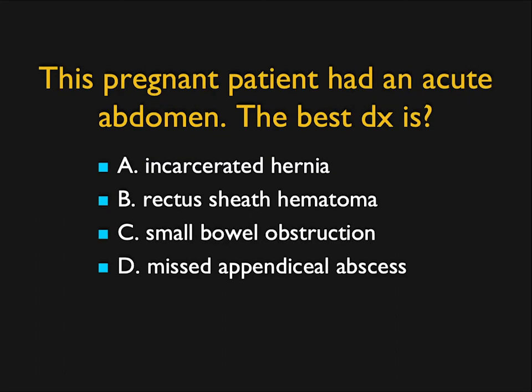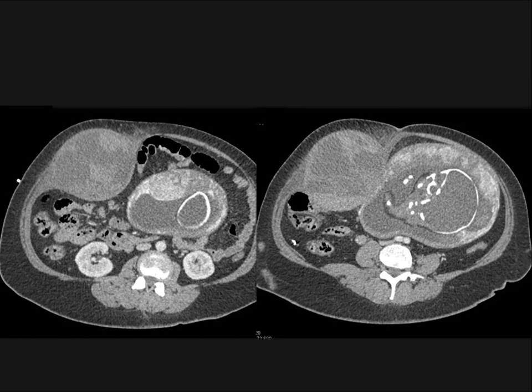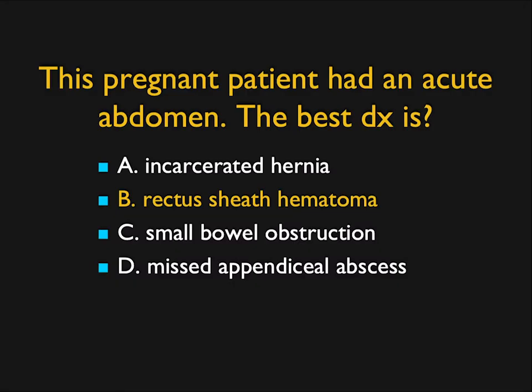This pregnant patient had an acute abdomen. What's the best diagnosis? Again, we don't want to do CT in pregnant patients unless there's a clinical dilemma. Here, there was concern about an incarcerated bowel. They had no idea the patient had this bleed. Beautiful example of a rectus sheath hematoma. There was no incarcerated hernia, there was no SBO, and there was no appendicitis. Just a beautiful case. And you can see I could not find active bleeding, but the bleed is recent with the blood fluid levels so nicely defined.